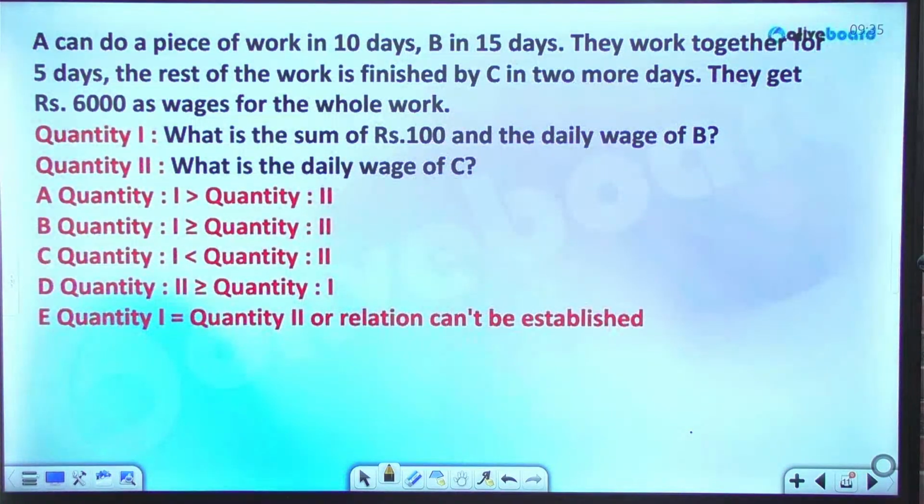This is again Q1 Q2. A can do a piece of work in 10 days, B in 15 days. They work together for 5 days. The rest of the work is finished by C in 2 more days. They get this much as wages.